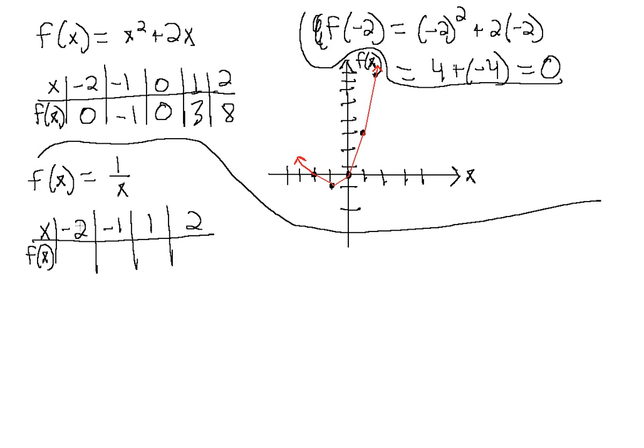So let's evaluate this function at these given values of x. f of -2 is going to give us 1 divided by -2, which is -1/2. f of -1 is 1 over -1, which is just -1. f of 1 is 1 over 1, that's just 1. And f of 2 is 1 over 2, which is 1/2. All right, now let's see what this graph looks like.